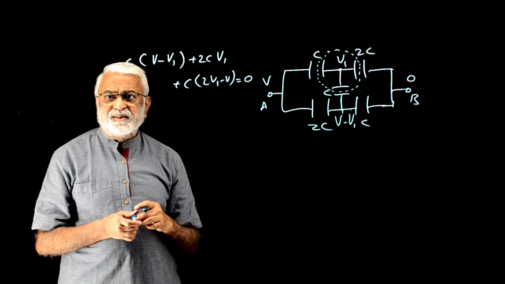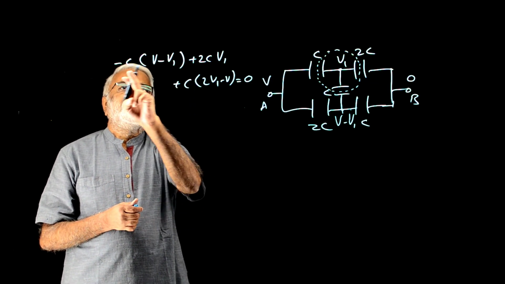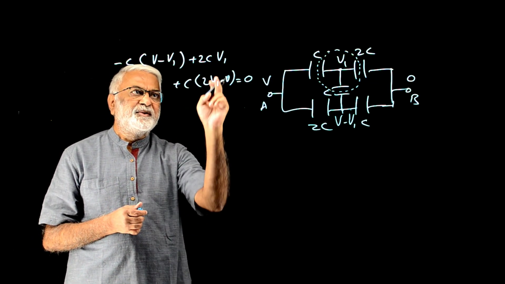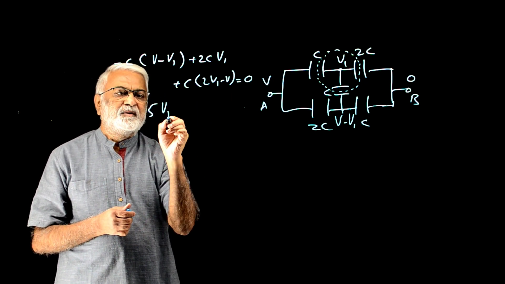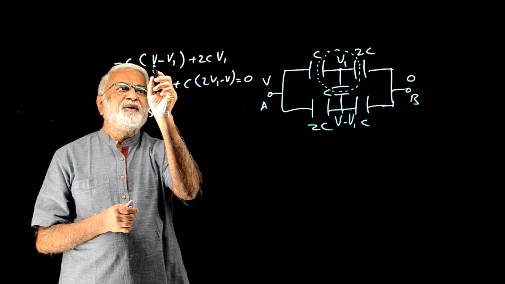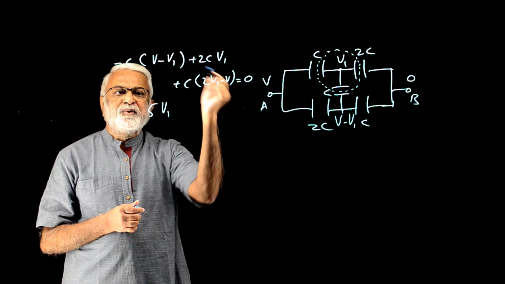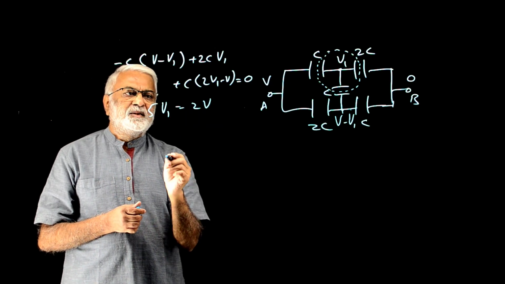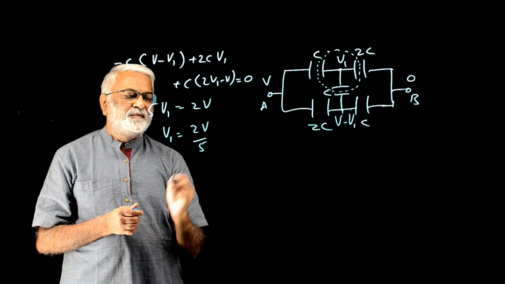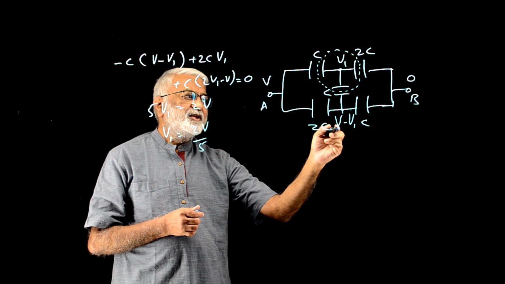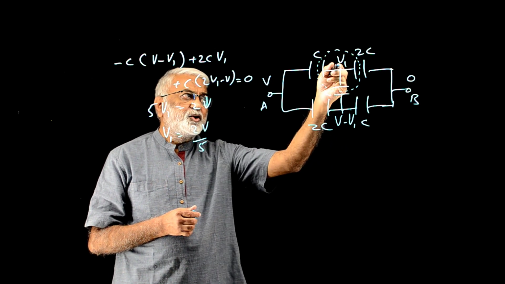We'll treat V as a known quantity and solve for V1 in terms of V. We have plus V1 here, plus 2V1 here, plus 2V1 here, that's 5V1. And this is minus V, C has gone away, and this is minus V, so that is minus 2V, going to the other side it becomes 2V. So V1 is 2V by 5. V1 is 2V by 5, this is 3V by 5 and this is 2V by 5, right?